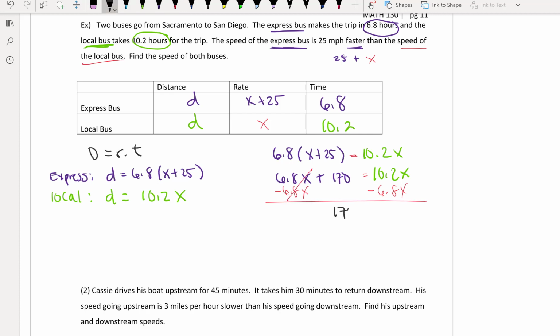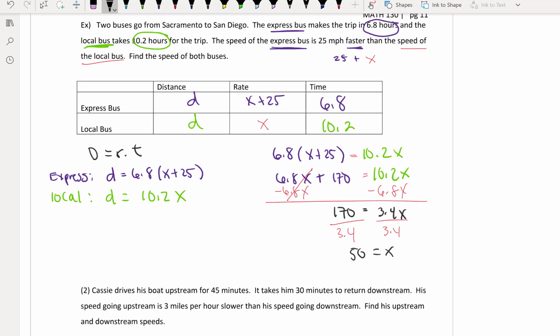So I'm left with 170, and that 10.2 minus that 6.8 is going to give me 3.4x. And that number, I'm going to divide both sides so I can get the x by itself. So now I have 170 divided by 3.4, which is 50.